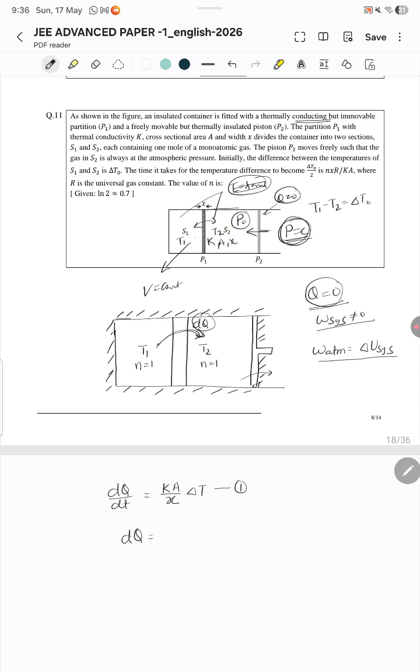We can see this is what kind of gas? Monoatomic gas. So Cv is 3/2 R and Cp is 5/2 R. So this will be written as an isobaric process. So we'll say n Cp ΔT2.